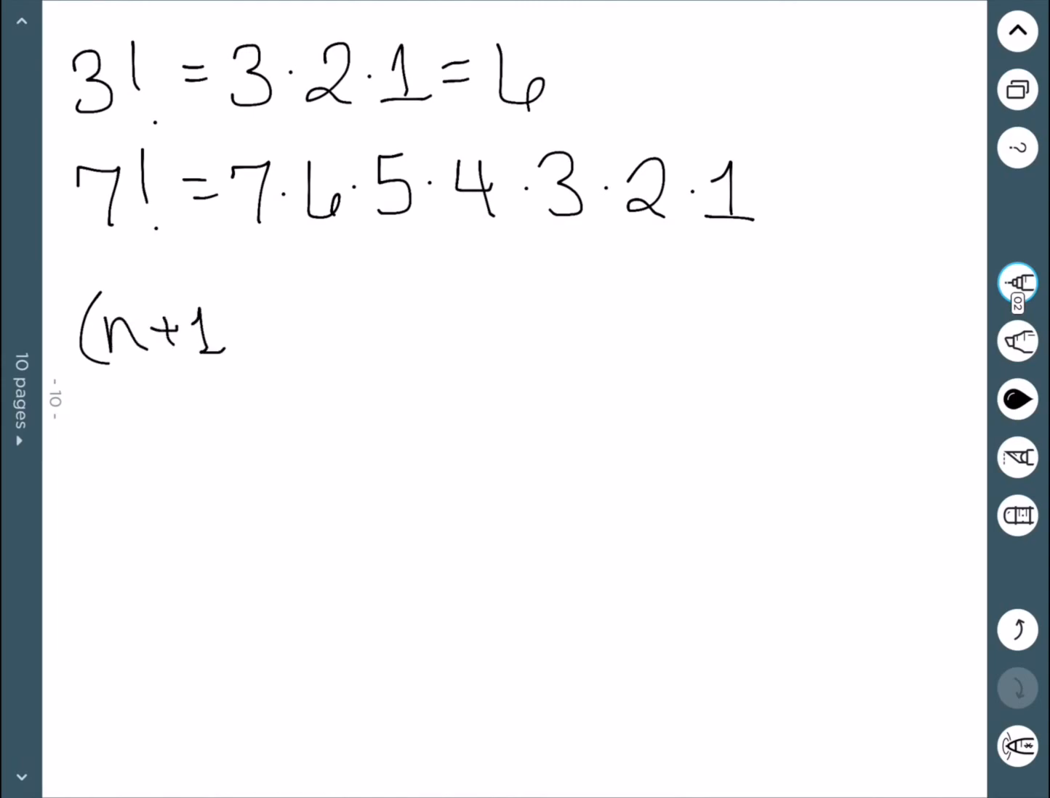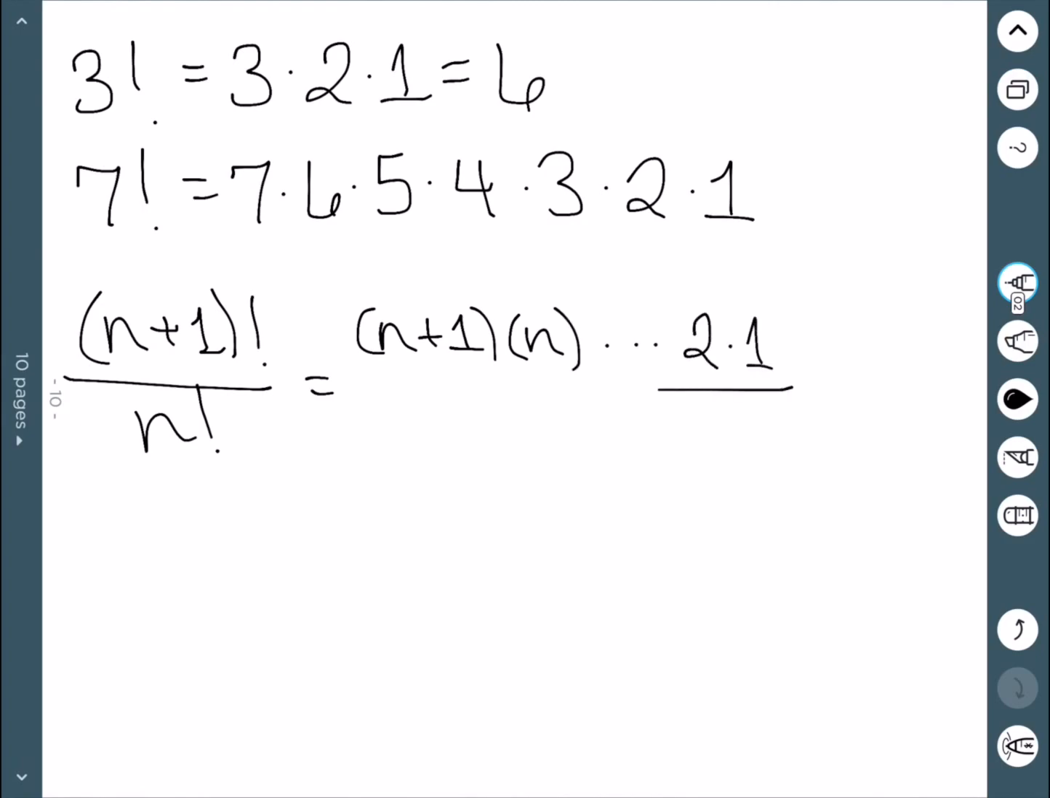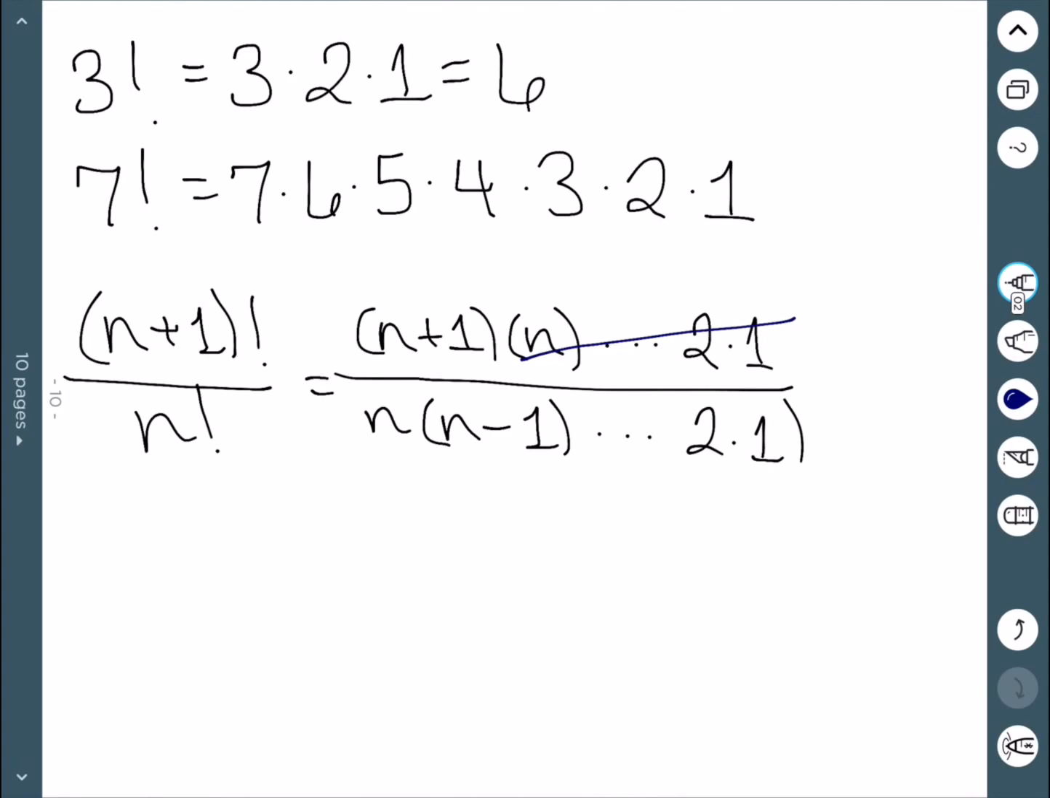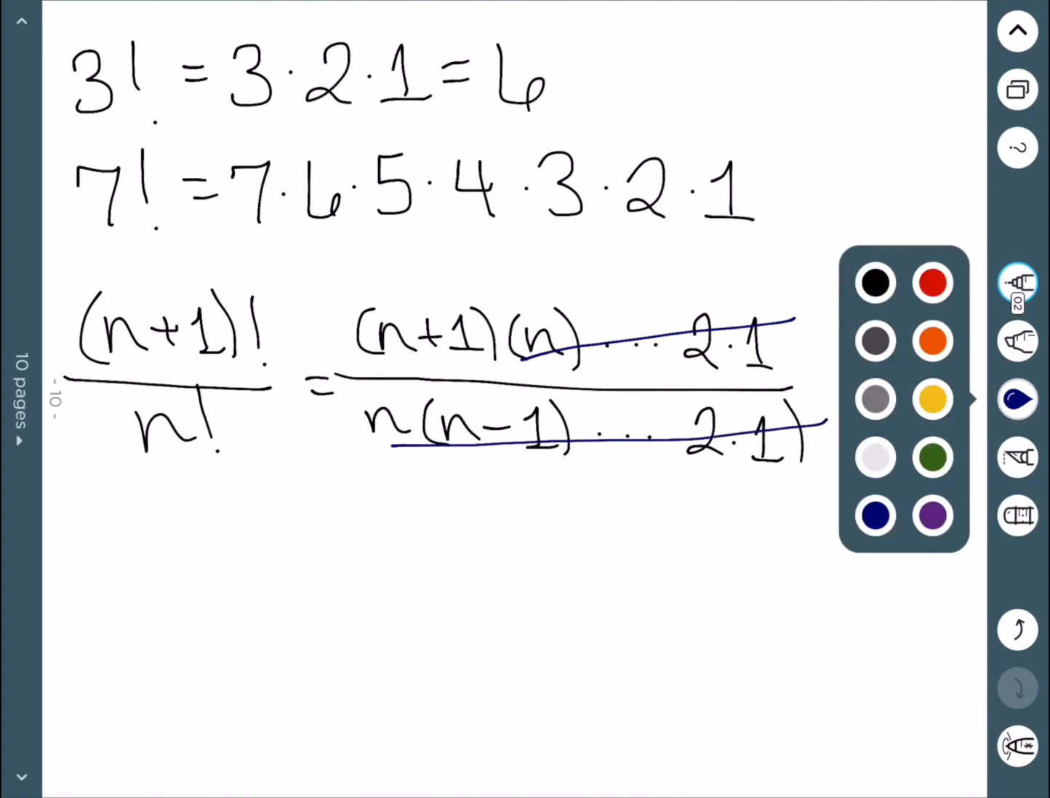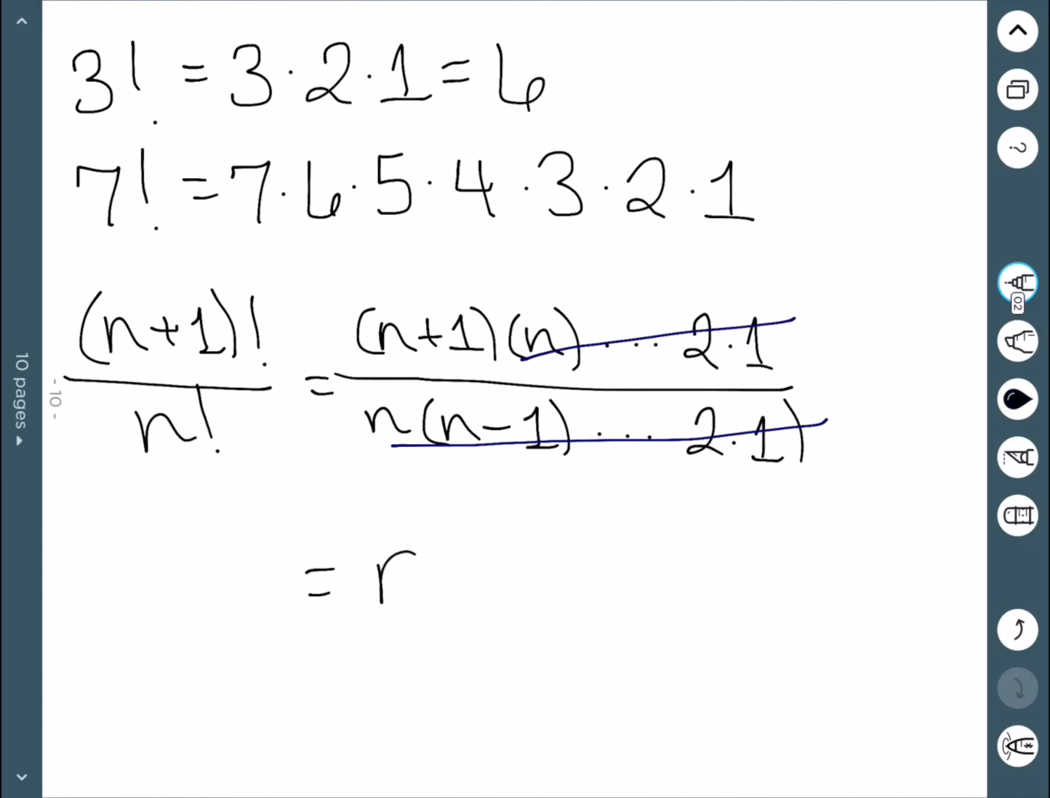If we tried to look at something like n plus 1 factorial over n factorial, n plus 1 factorial would mean n plus 1 times n all the way down to 2 times 1. N factorial means n times n minus 1 all the way down to 2 times 1. And we can see here that we have this n all the way down to 2 times 1 on both the top and the bottom. Therefore, they're going to cancel, and this simplifies to n plus 1.